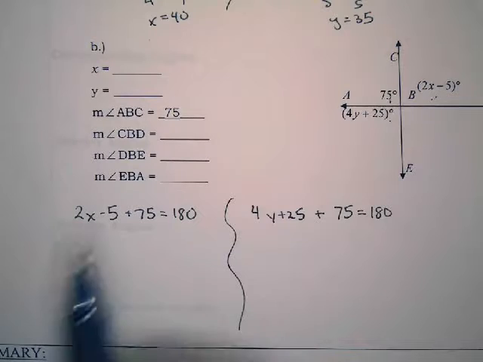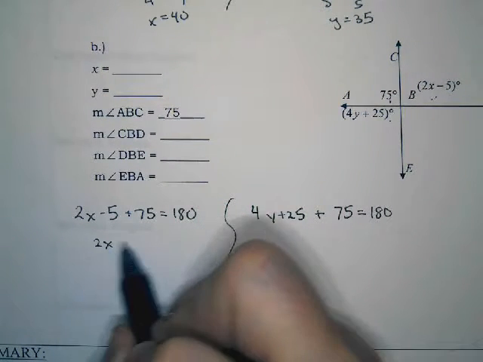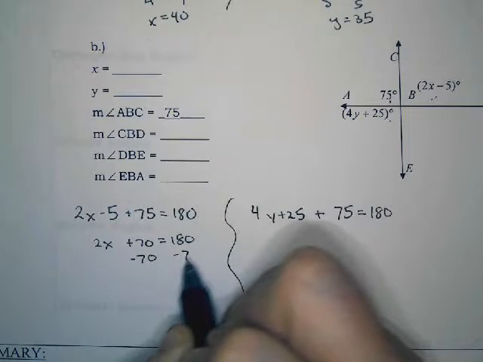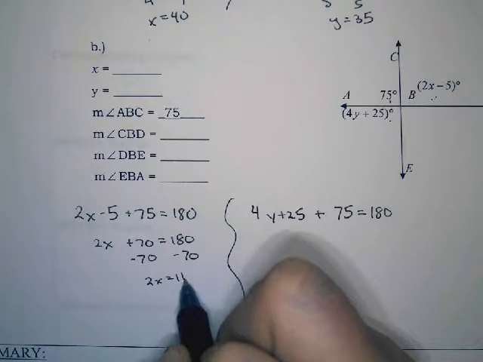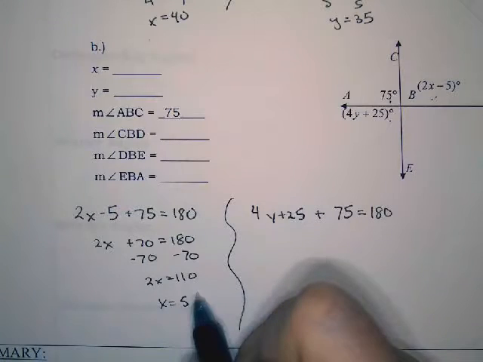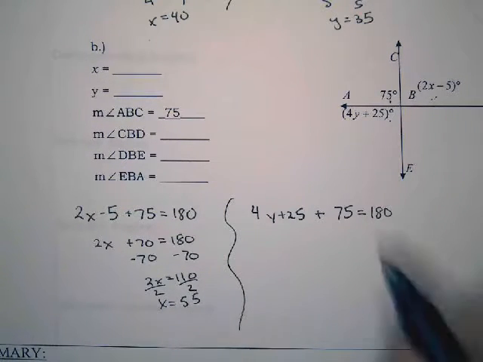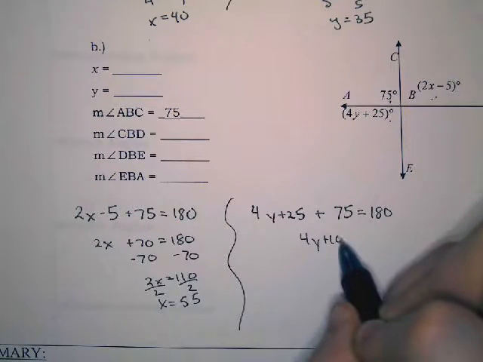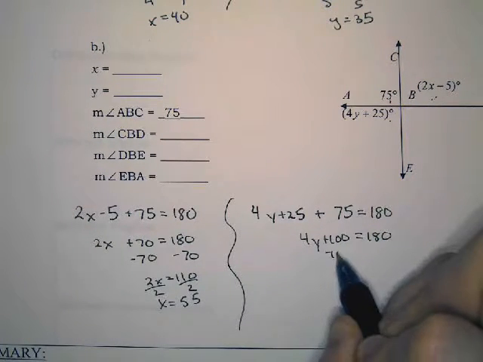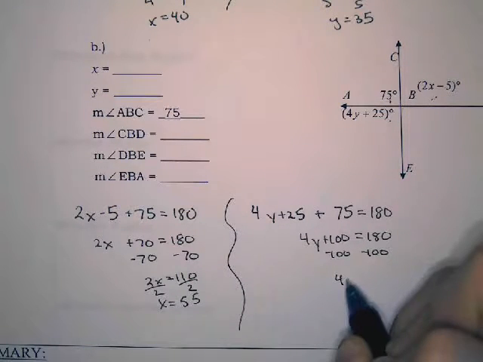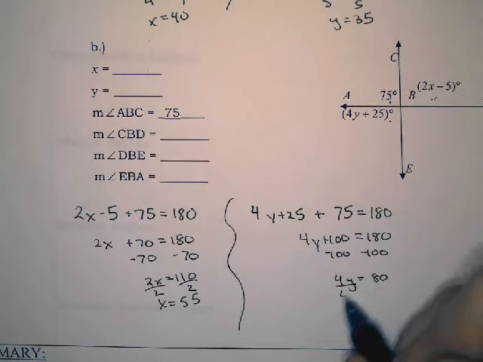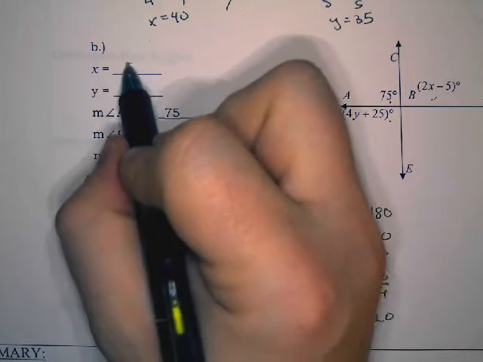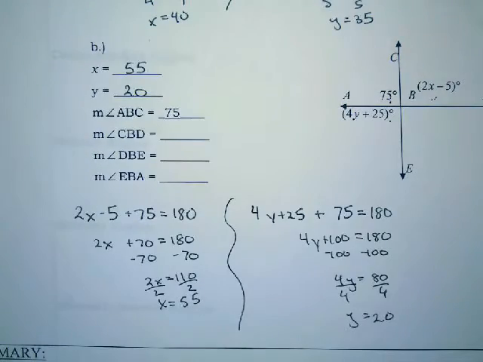So let's solve these. Combining like terms, I have 2x plus 70 equals 180. Subtract 70. 2x equals 110. Divide by 2. X equals 55. On this problem, we will have 4y plus 100 equals 180. Subtract 100. 4y is equal to 80. Divide by 4. Y is equal to 20. So I have x is 55 and y is 20.